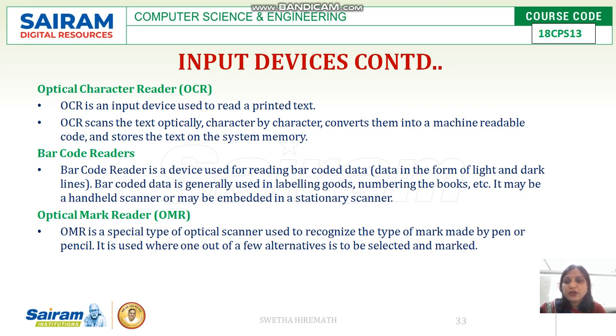Next type of input devices, barcode readers. A barcode reader is a device used for reading the barcode. For example, when we go shopping, we select the items from the supermarket, and at the billing counter, the billing person takes each item and scans the barcode which is present on every item, so that the billing will be made easier.